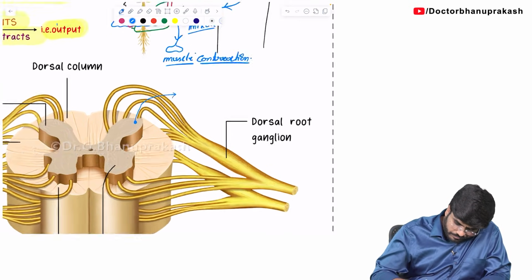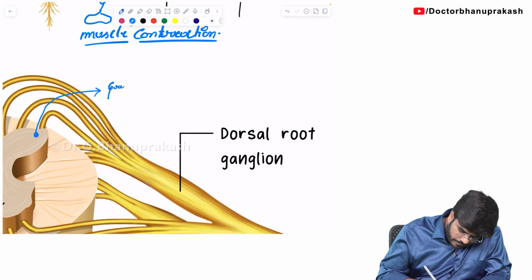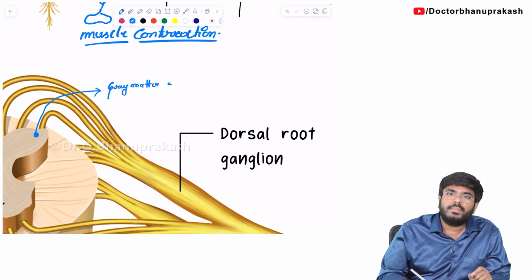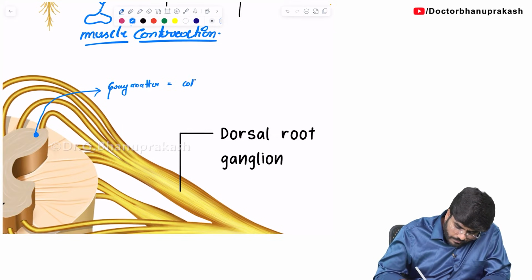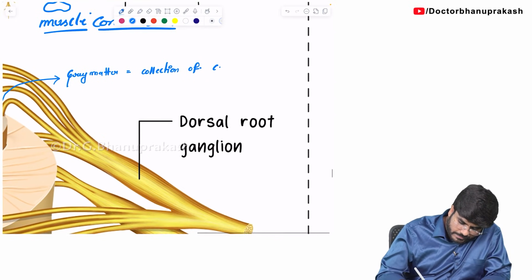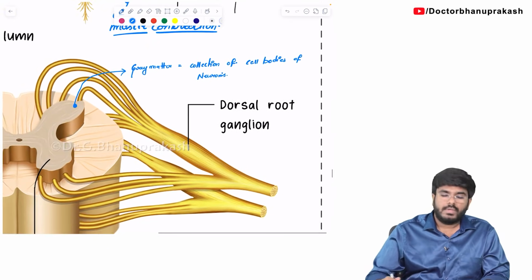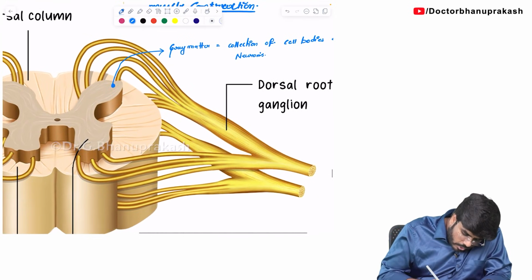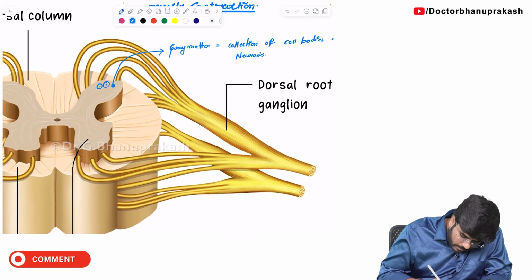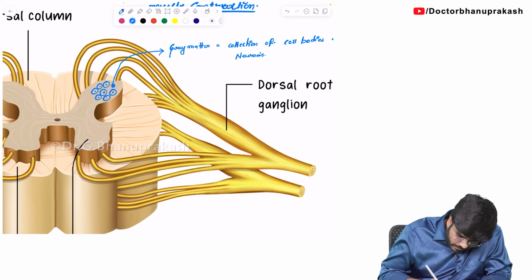Okay, let me write here. Guys, write grey matter. The meaning of the word grey matter is a collection of cell bodies of neurons. Collection of cell bodies of the neurons is called grey matter. So, what you can see in the grey matter is all the cell bodies, guys. These are the neuronal cell bodies, the collection of neuronal cell bodies.